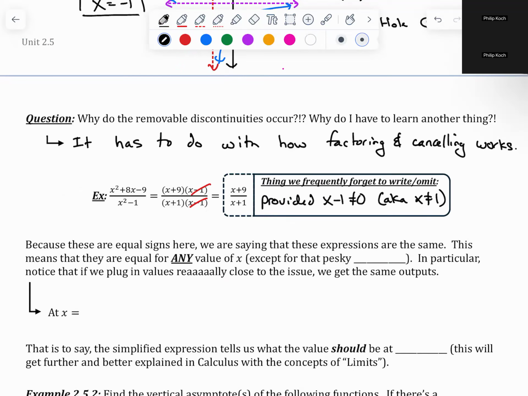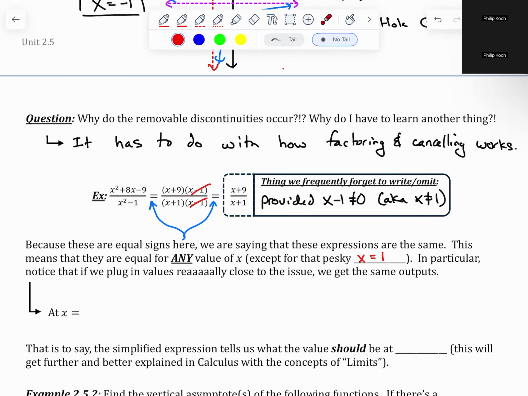So let's analyze this a lot more. Because there are equal signs here and here, we are saying that these expressions are exactly the same. That means that they are equal for any value of x, except for that pesky x equals 1. If you plug in 1 in the left-hand side, you get 0 over 0, which is indeterminate. But if you plug in 1 on this side, you get 10 over 2, which is 5.